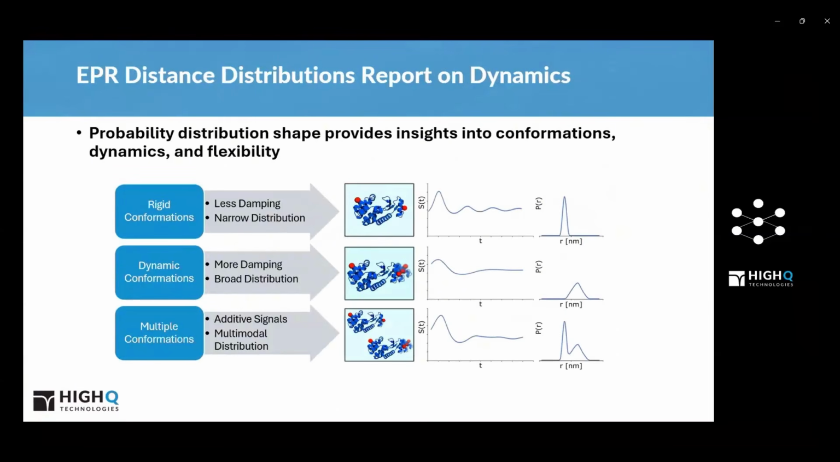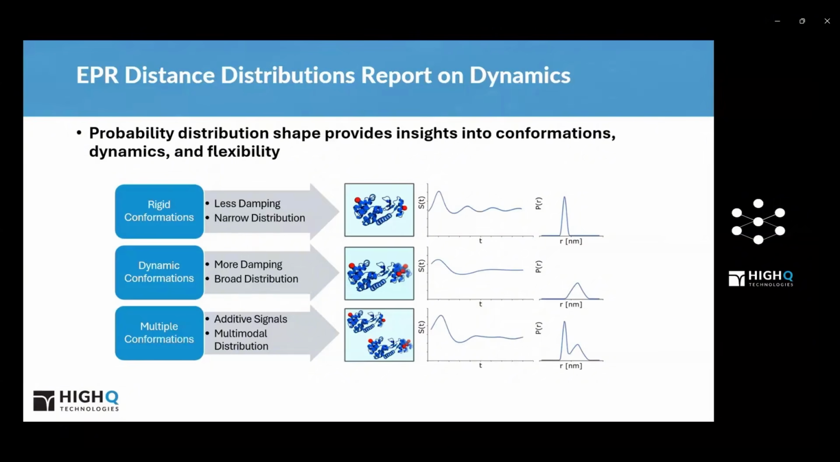So these experiments are done at cryogenic temperatures. So you take your labeled sample, flash freeze it, and it captures all of your conformational ensemble at once, and then you measure it, and EPR reports on all of the conformations present in that ensemble. And so the shape of the distance distribution is really important and really powerful, because that's how you can determine what's going on in those conformational ensembles.